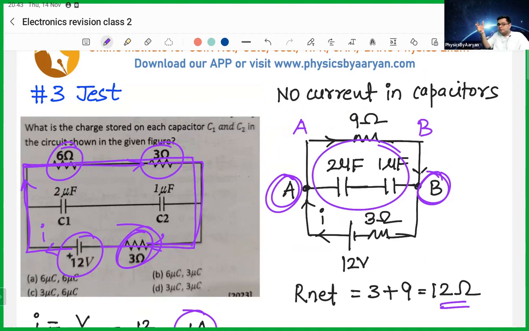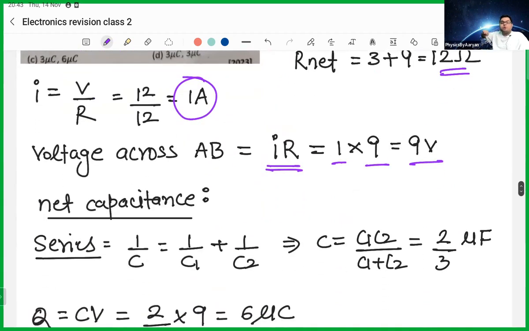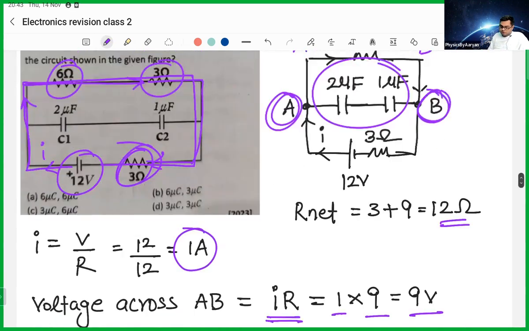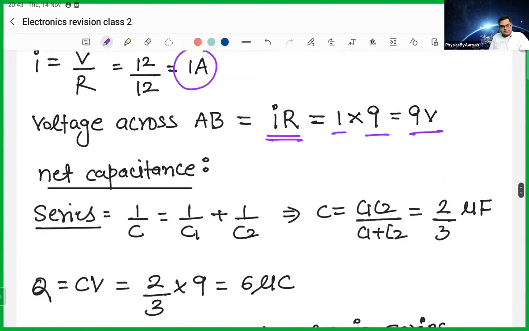But between A and B, what is the capacitance? So you know, capacitance rules are the opposite of resistance. In resistance, series adds and parallel is 1 by R. In capacitors, series is 1 by C and parallel adds, so the rule is reversed. Since both capacitors are in series, what is the net capacitance?